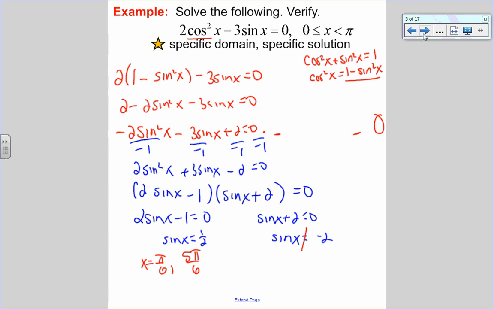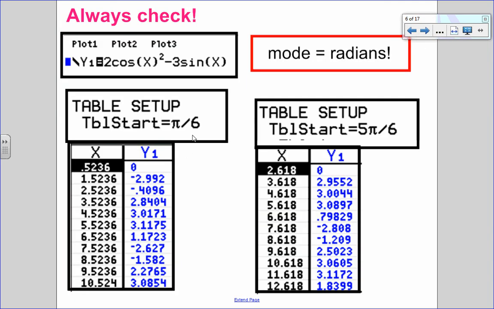So the next place that I'm going to check it is in my calculator. I started at pi over 6, and I'm looking at where it's equal to 0. Now, because I'm starting with pi's, of course, my mode has to be radians. So it's equal to 0 here, and 5 pi over 6 also equals 0 here, so I know I did it correctly.